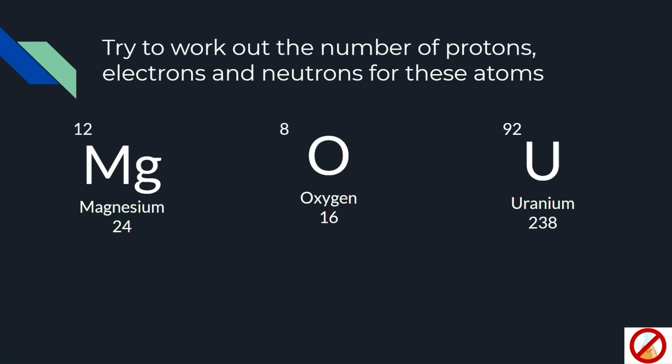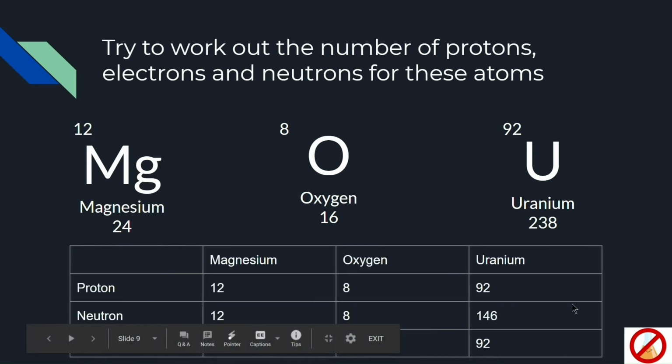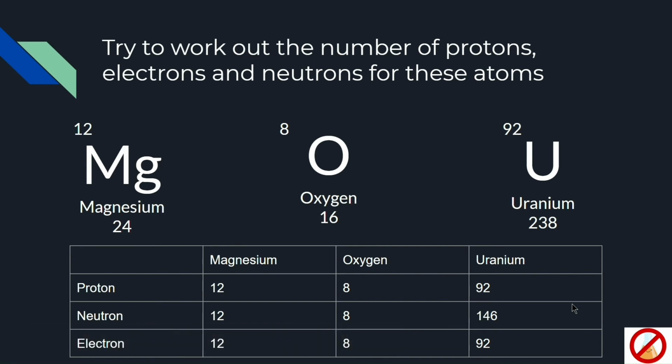I hope you had a try on trying to identify the proton, electron, and neutron numbers for these three elements. Now I'm going to reveal my answer right here. For magnesium, you should get 12 protons because we know the atomic number is 12. Therefore, the proton number must equal the atomic number. And the electron number will equal the proton number, so we have 12 electrons as well. Whereas neutron will be the mass number minus the atomic number, which is 24 minus 12, so we get 12 neutrons.